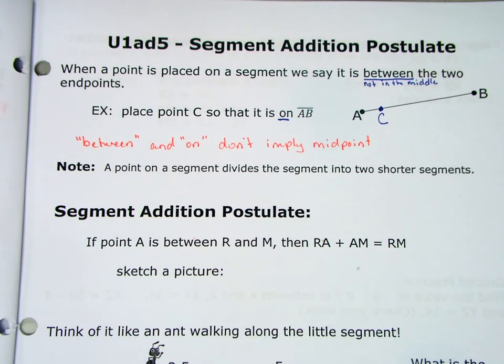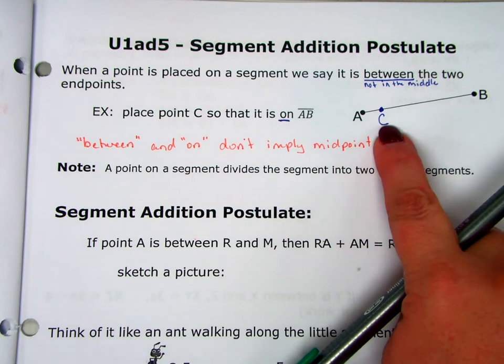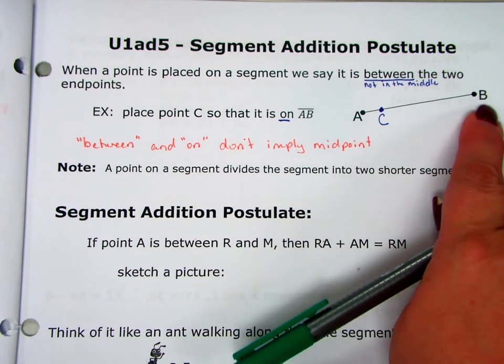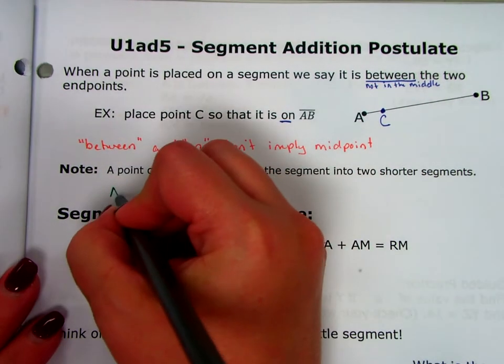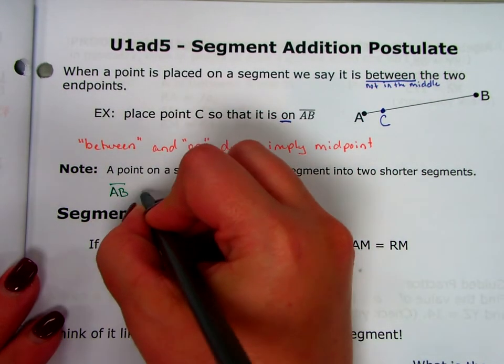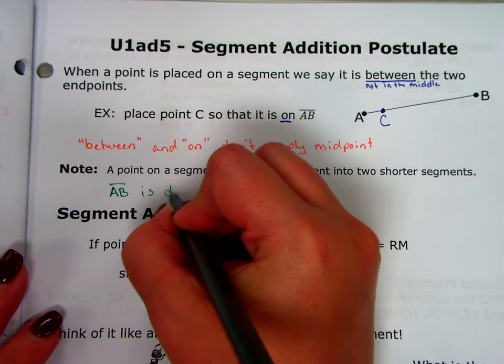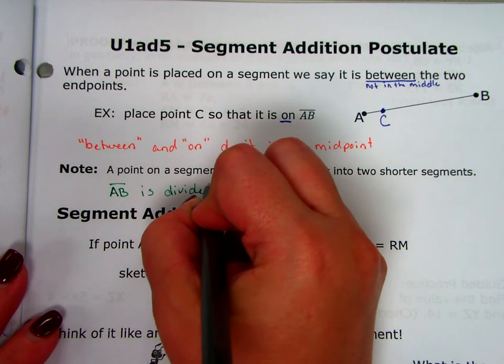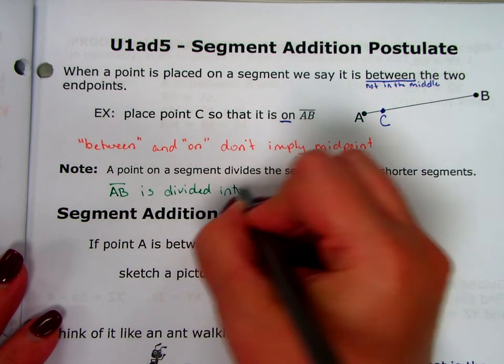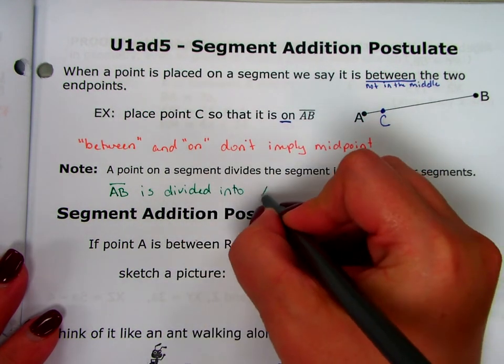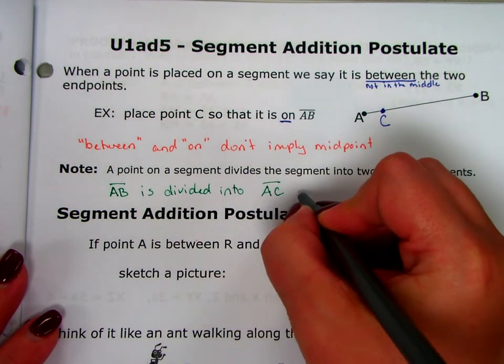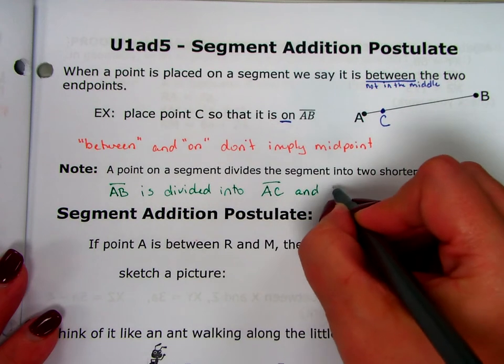All right, the next note we're going to talk about says, when you put a point on a segment, it divides the segment into two shorter segments. So I can see when I added C to segment AB, that segment AB is divided into segment AC and segment CB.